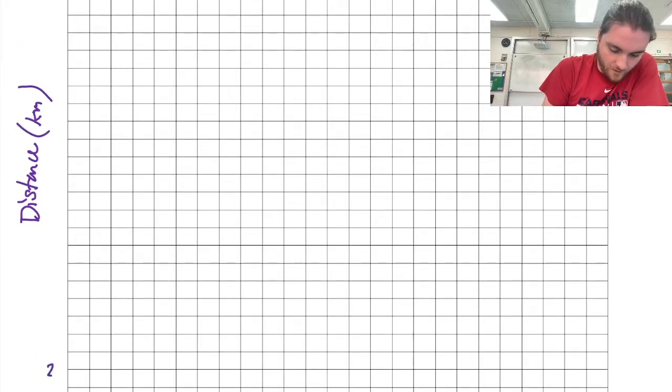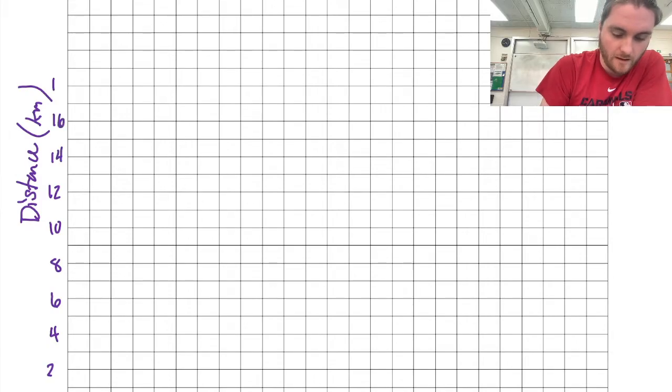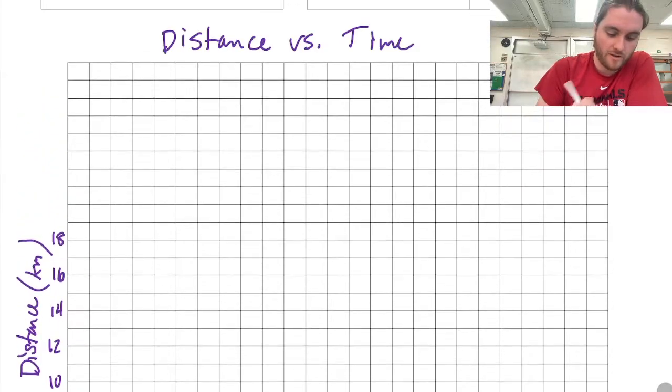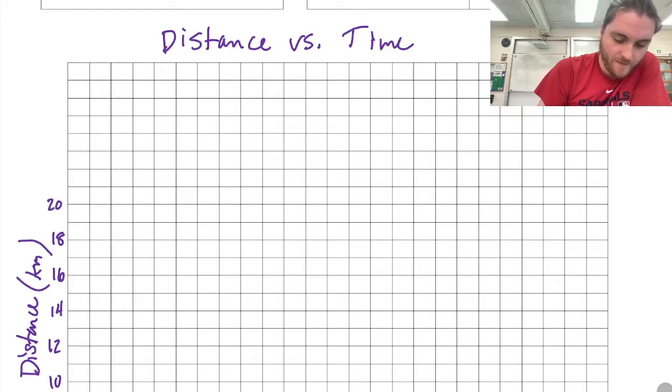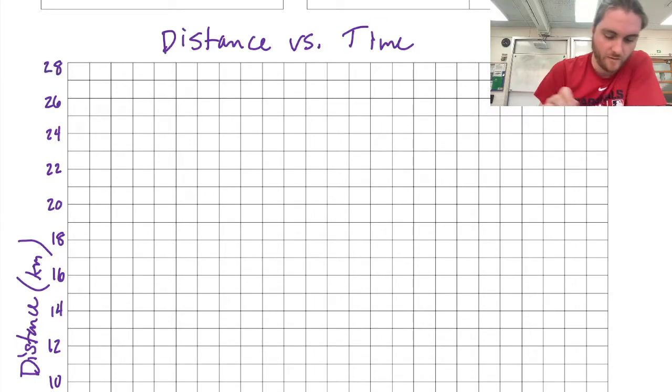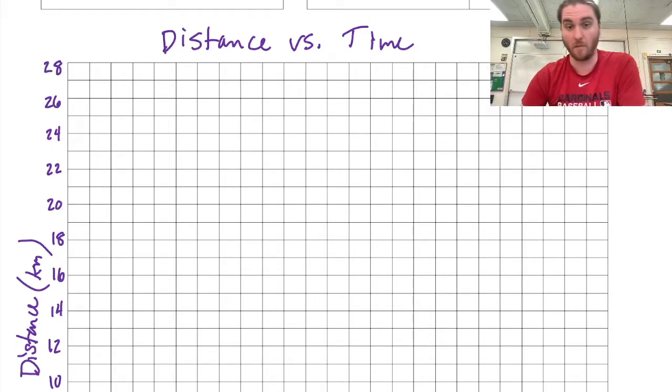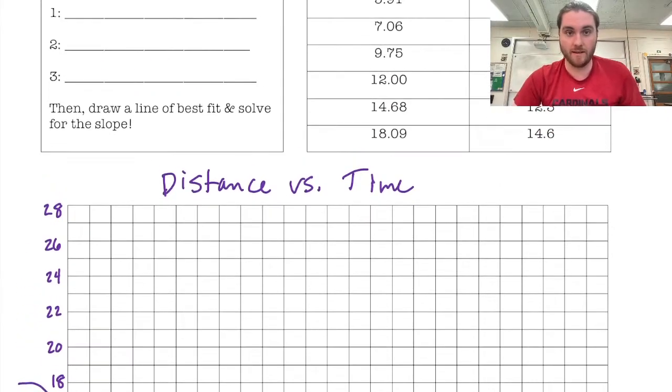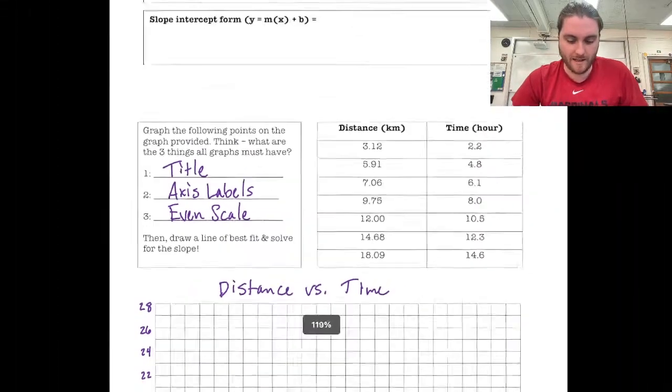I'm going to go 2, 4, 6, 12, 14, 16, 18. Just making sure that my graph stays the same as time increases. 28. Is that right? Okay. So after we have gotten this, we've got our three. It is time to plot.